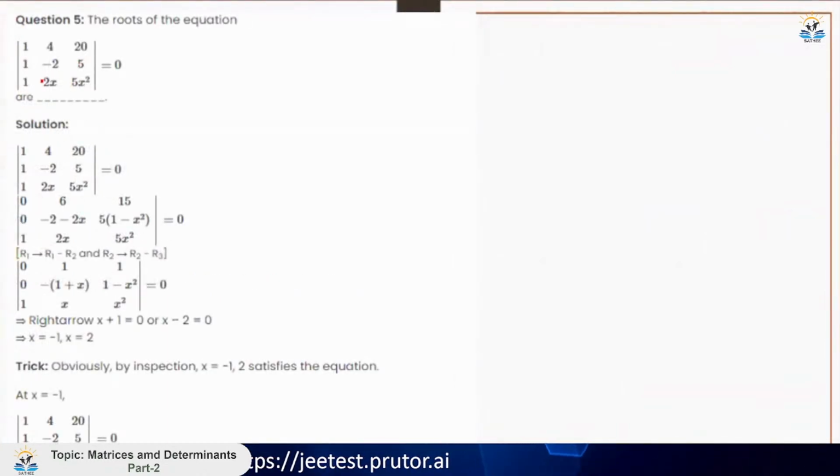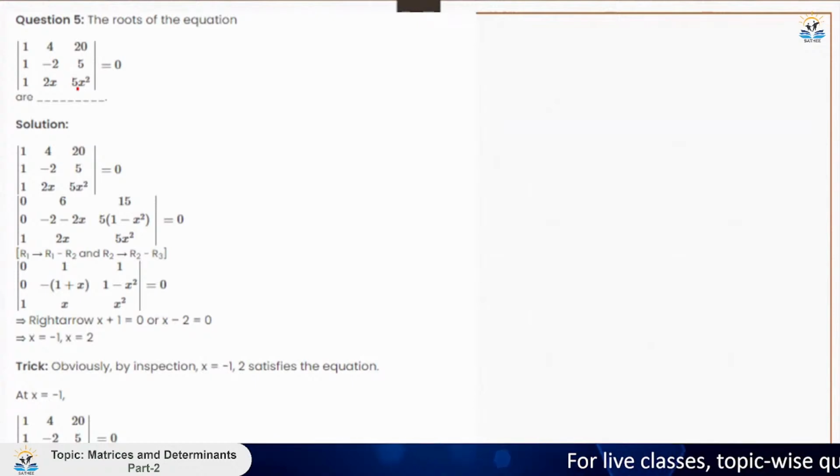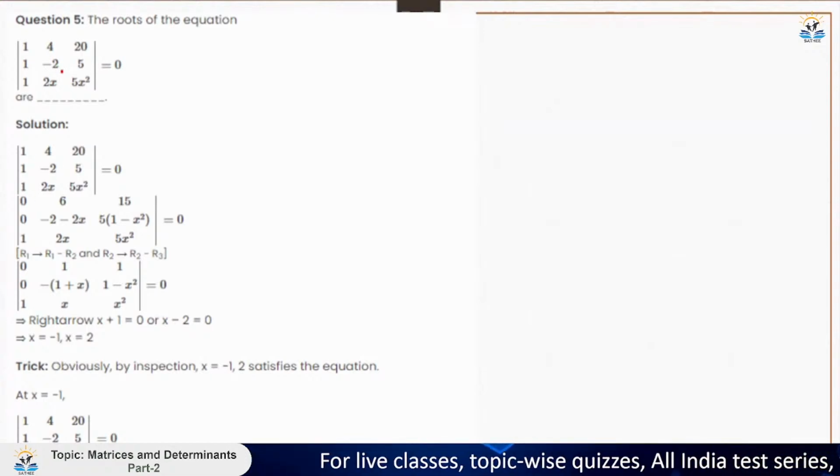So the question is saying what? The roots of the equation determinant 1, 4, 20, 1 minus 2, 5, 1, 2x and 5x squared equal to 0 are what? So basically I have been given a determinant and they are asking me to solve this and calculate the value of x. Either you can do it directly by opening the determinant, or you can manipulate the values so that you can make some values 0 and then open it so that your calculation will be easy.